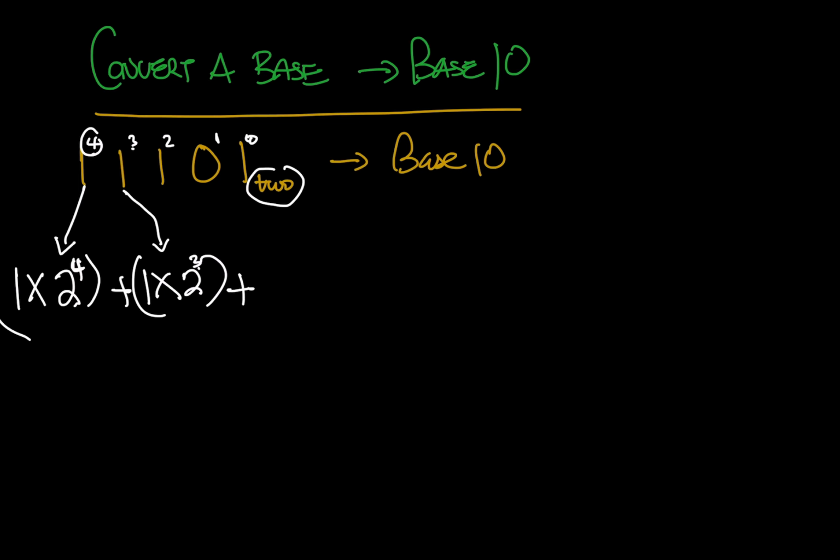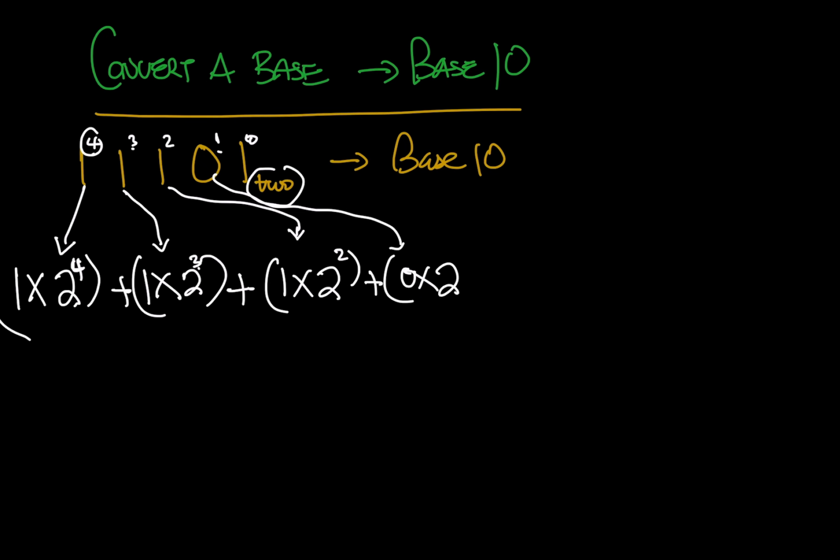Now, the next thing here is the other one, which is also going to be 1 times the base. All right? 1 times the base to the power 2. Plus, the next number is 0. So that's 0 times the base, and that base will take 1 here. Plus the last number, which is 1.